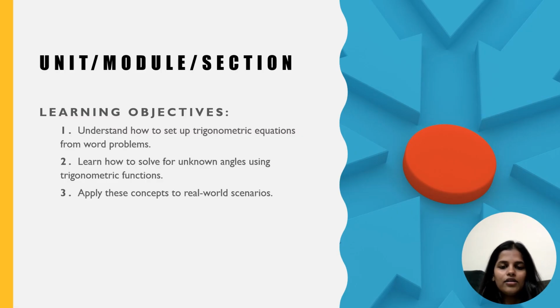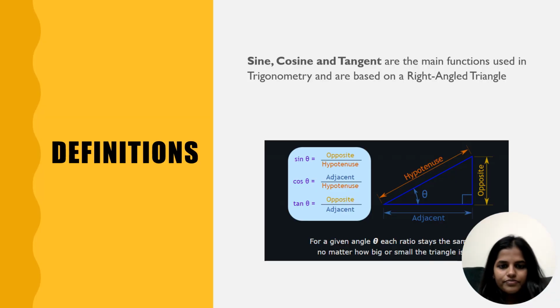First, let's talk about what we aim to achieve today. By the end of this video, you will be able to set up the trigonometric equation based on a word problem, solve for unknown angles using the right trigonometric function, and understand how these concepts are applied in real-world situations. I think these objectives will help you approach trigonometric word problems with more confidence and clarity. So let's head to the overview.